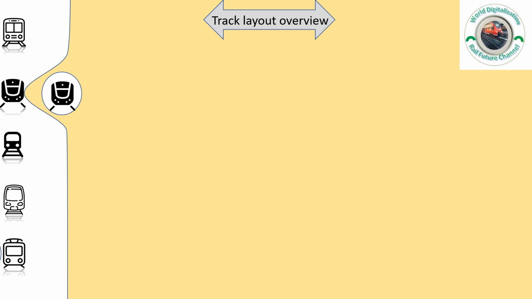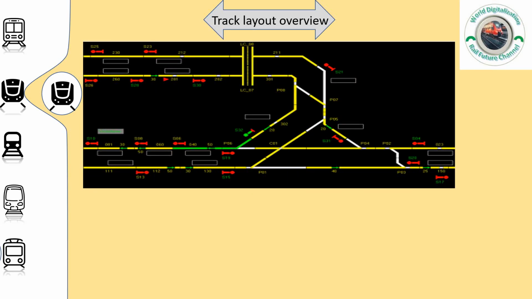Track layout overview. As illustrated here in the picture, we have multiple tracks. Each track here is divided into small sections. So, the main purpose of dividing the track into small sections is to follow or track the train location over the section.